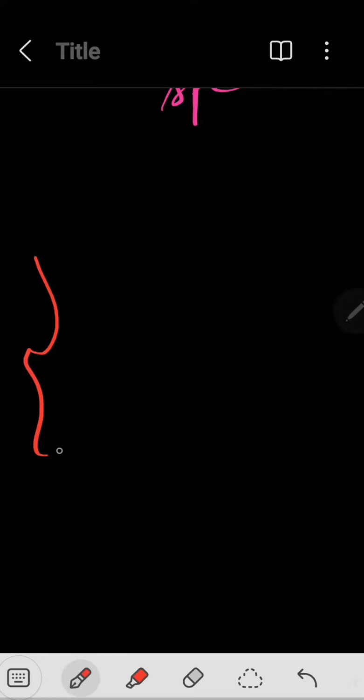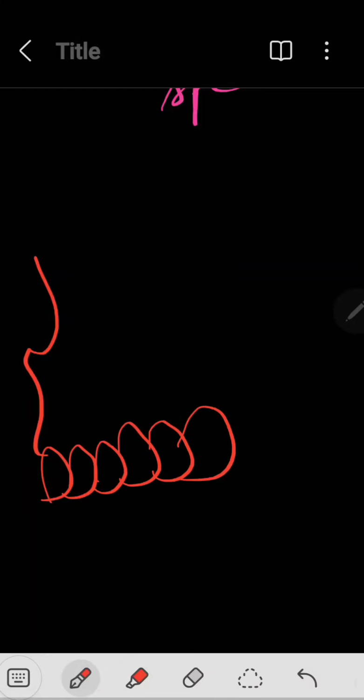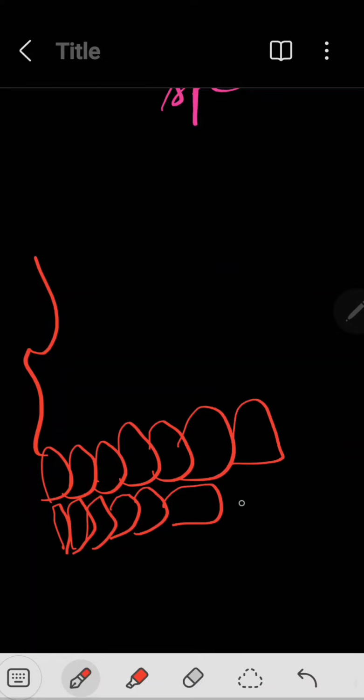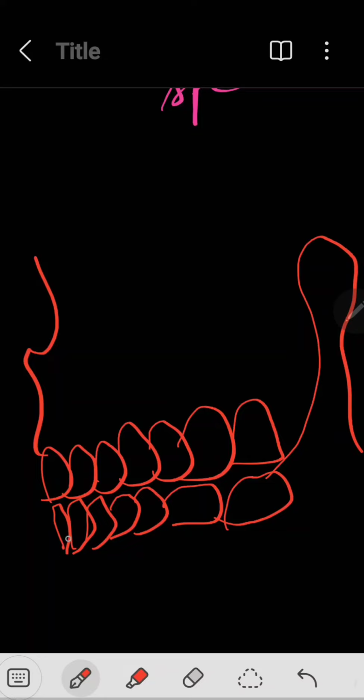If we draw the diagram, I will tell you how it is being formed. Supposedly these are the teeth, please ignore my diagram, and here are the mandibular incisors, canine, premolars and molars, right? I know my diagram is not that very good, but still we have to manage this way only. Consider this to be the canine, and this is going to be the chin area.